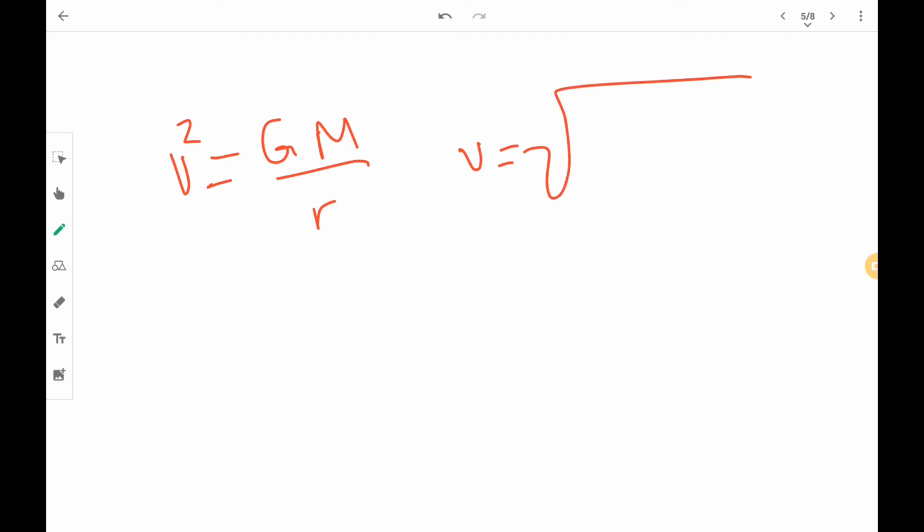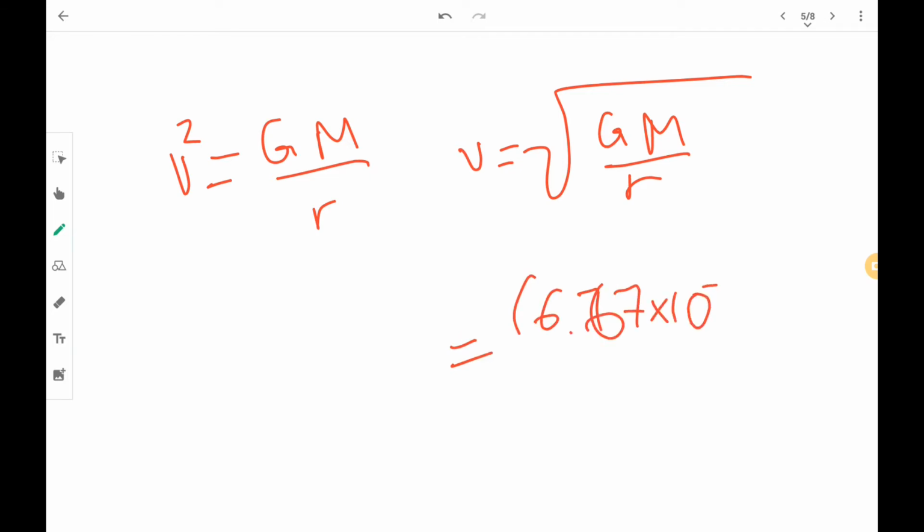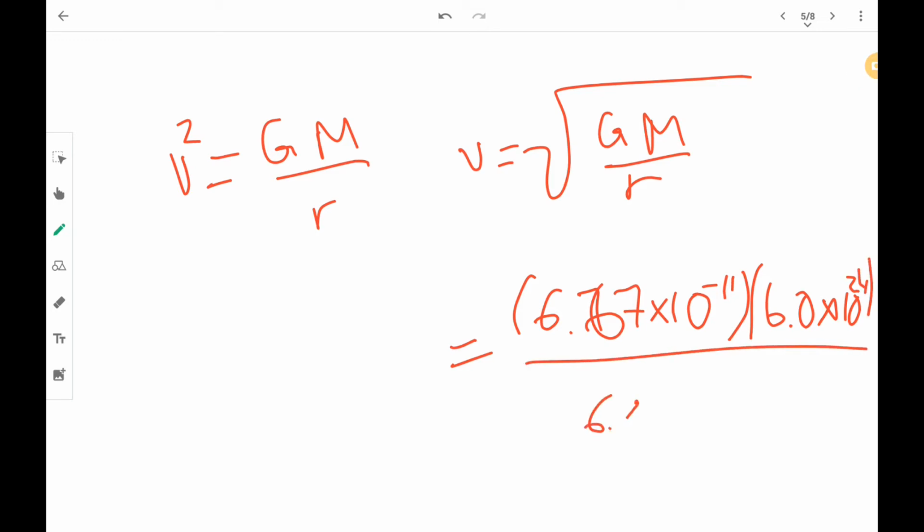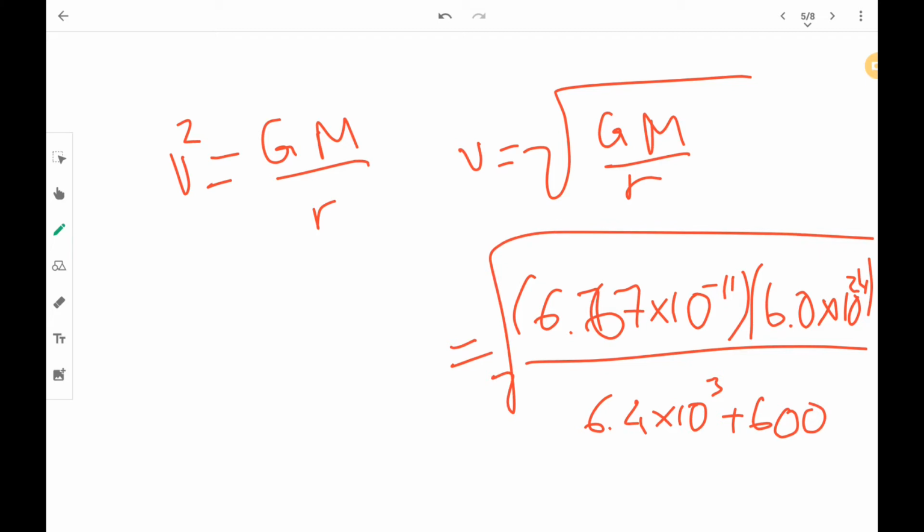So we can use that formula. V squared is GM over r, so v is the radical of GM over r. G is 6.67 times 10 to the power of minus 11, and the mass of the Earth is 6.0 times 10 to the power of 24, over r, which is 6.4 times 10 to the power of 3 plus 600, radical all of that, and you'll get 7.56 times 10 to the power of 3 meters per second.